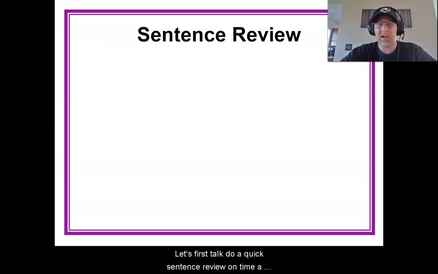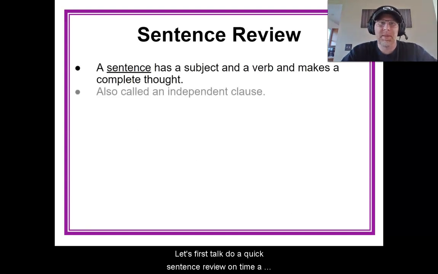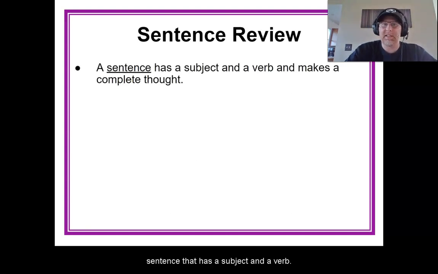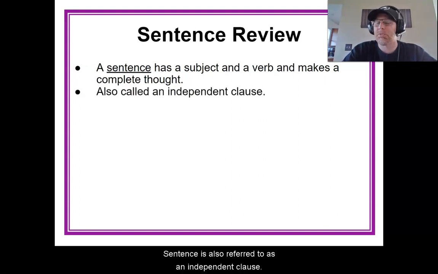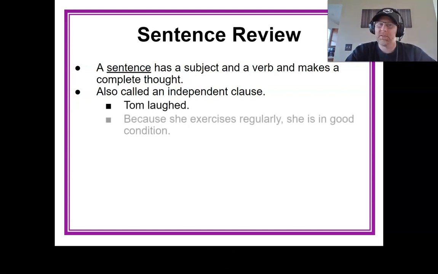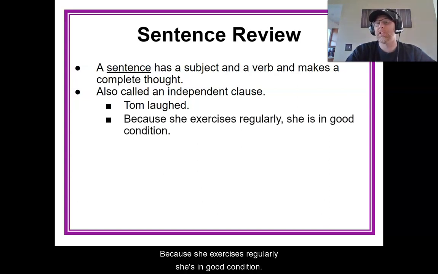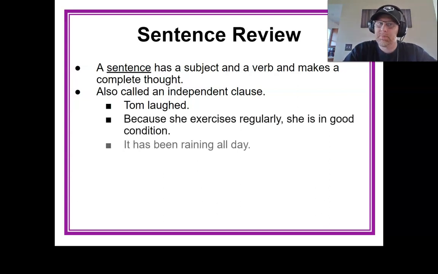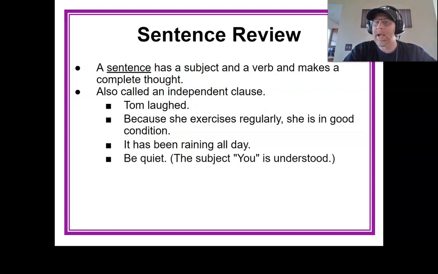So let's first do a quick sentence review, okay? A sentence has a subject and a verb, and it makes a complete thought. A sentence is also referred to as an independent clause. Tom laughed. Because she exercises regularly, she's in good condition. It has been raining all day, right? These are all complete thoughts that have a subject and a verb. Be quiet. In a sentence like this, the subject is you. It's understood that we're saying you need to be quiet.